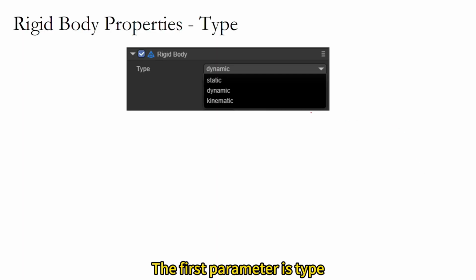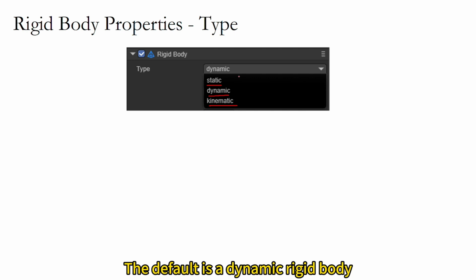The first parameter is type. Rigid body types are divided into static rigid body, dynamic rigid body, and kinematic rigid body. The default is a dynamic rigid body.